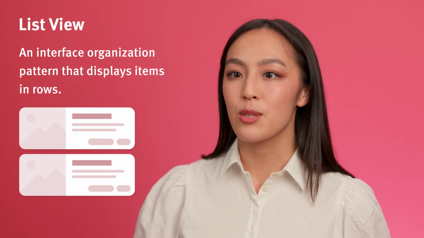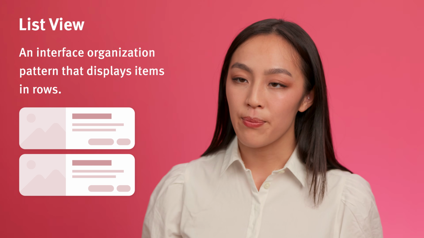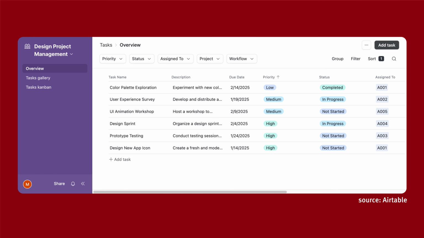Let's start with list view first, an interface organization pattern that displays items in rows, making scanning and comparing options easy. For example, Airtable displays information in a list view. Each row represents a different item, and I can sort, filter, and compare as I need.